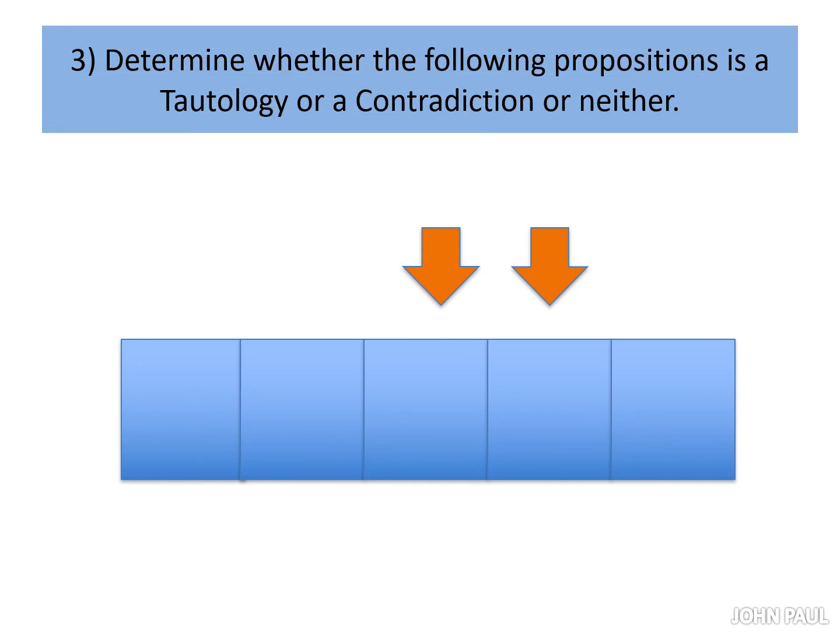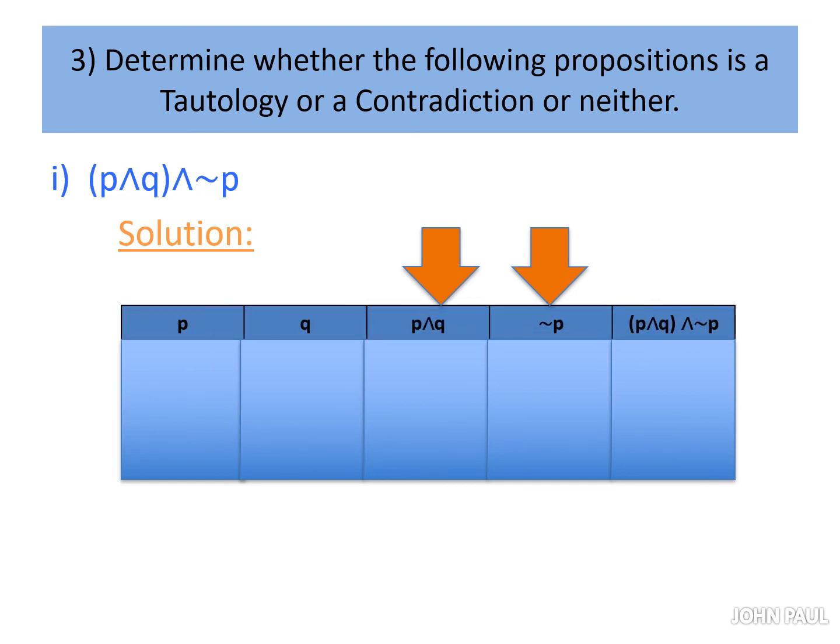Determine whether the following proposition is a tautology or a contradiction or neither. Question. P and Q and negation P is given to us. Solution. First we will draw the table by the given condition such as P, Q, P and Q, negation P and the question.